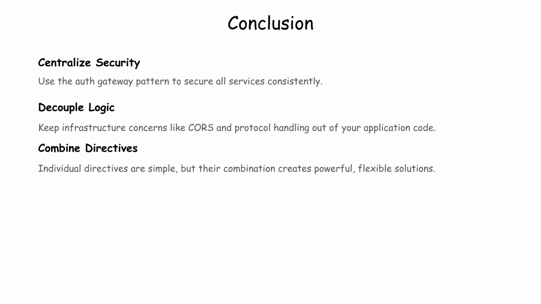As we've seen, by thoughtfully combining a handful of NGINX directives, we can solve complex, real-world architectural problems directly at the network edge. We've built robust security gateways, managed browser communication policies, and enabled real-time protocols, all without modifying our backend application code. Mastering these patterns allows you to build cleaner, more secure, and more scalable systems.